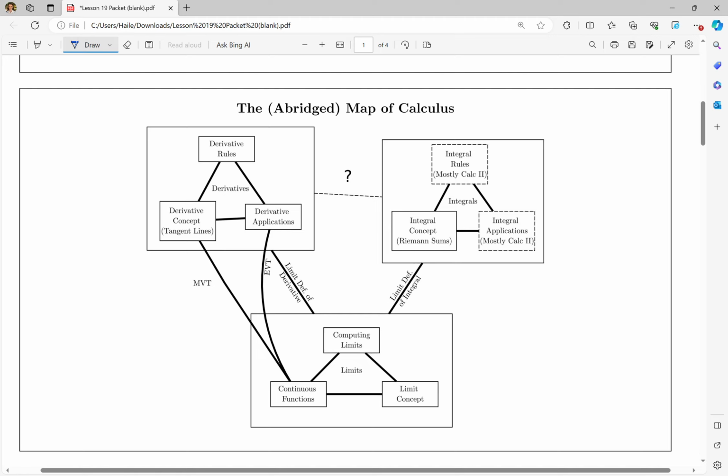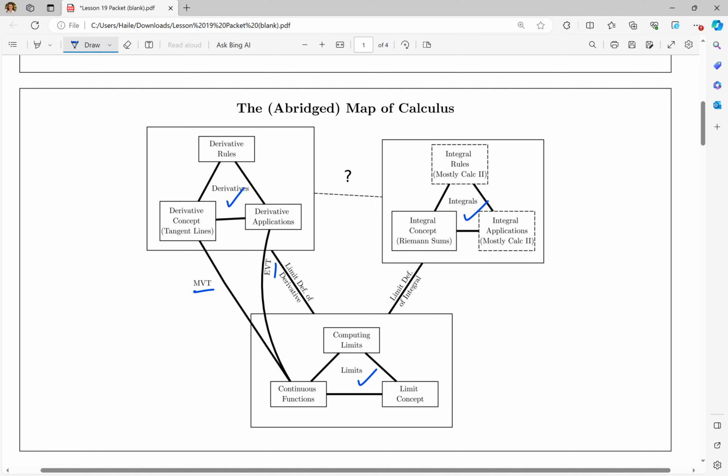So what I want you to see in this diagram is basically we have three big topics: derivatives, integrals, and limits. And within those topics, we have some other topics. But we also have these things that kind of go between topics. That's a lot of your theorems, like MVT, EVT. We connect limits and derivatives using the limit definition. We connect limits and integrals again using the limit definition.